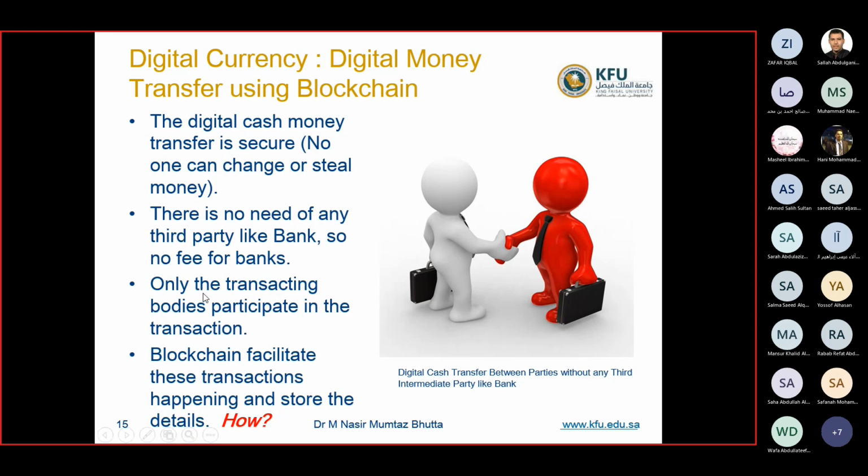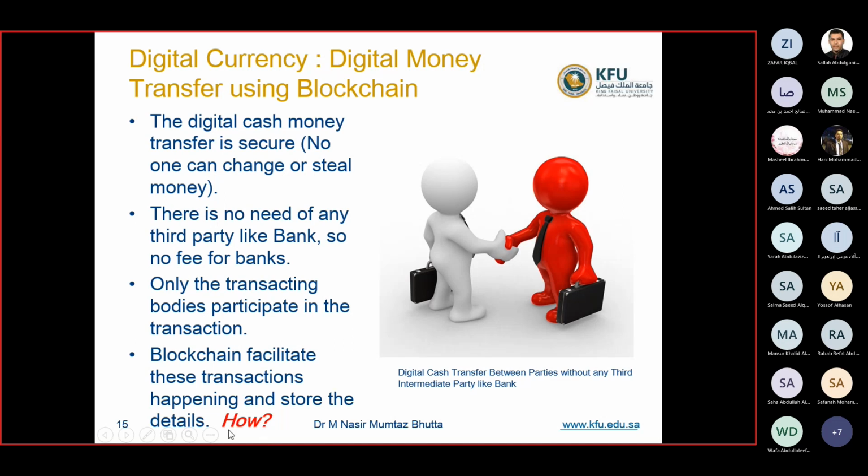So what is the benefit? Again, coming to the point here: the transacting parties participate in the transaction. Only the transacting parties, no need for any third party. And blockchain facilitates these transactions and stores the details. So digital currency is there to pay the money between the transacting parties, and who records all these transaction details? It is the blockchain technology.